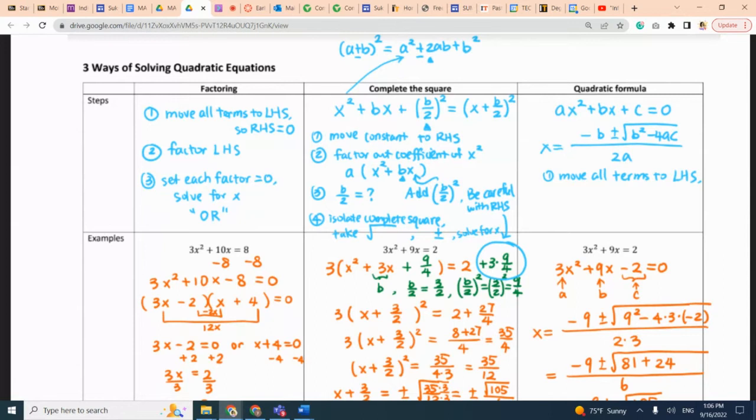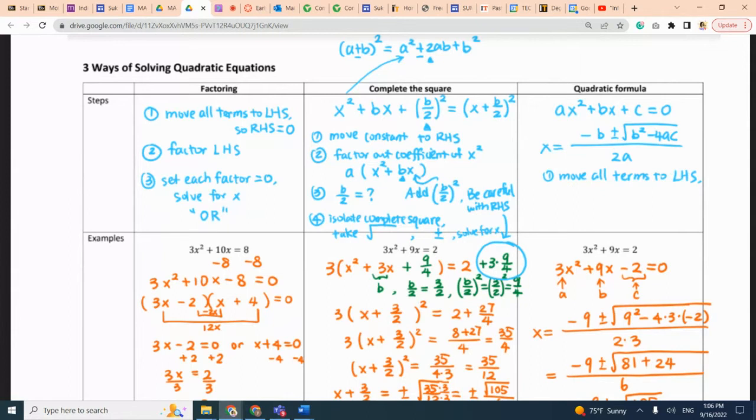Is that okay, everybody? Yes? Right? Then over 2A. A is 3. Okay? So we plug into this formula, and then we continue to calculate. 9 squared is 81. 3 times 4 is 12, but negative makes it positive. 12 times 2 is 24.